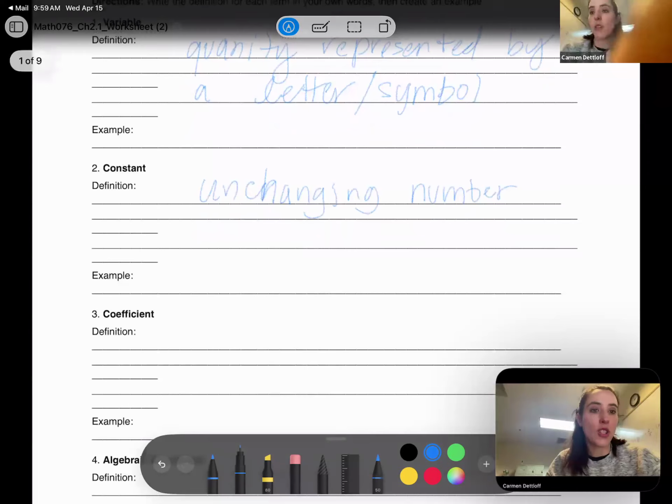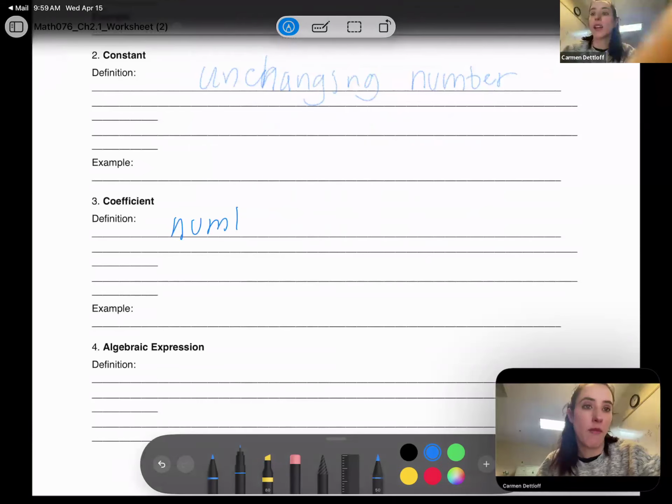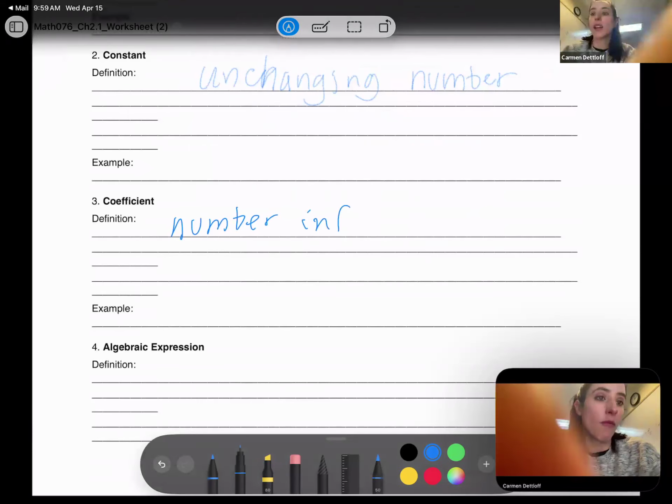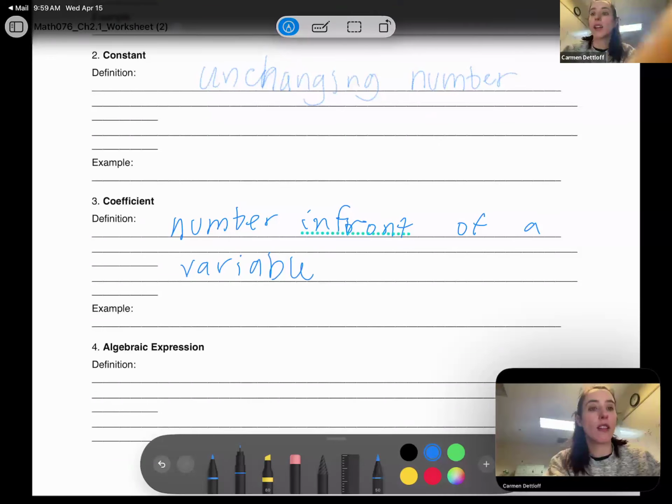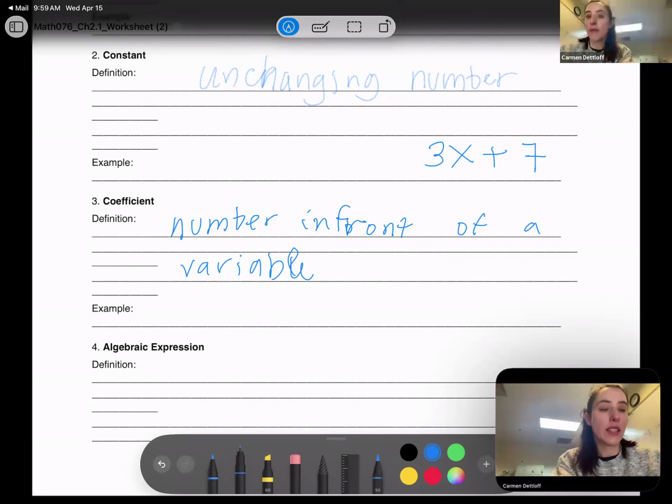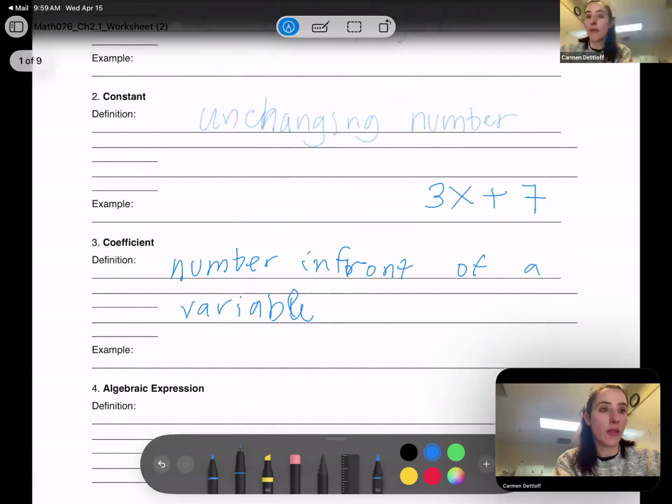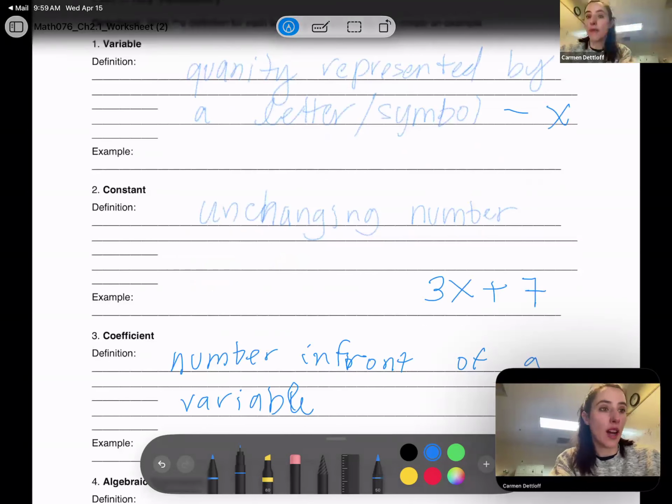Okay, let's talk about an example of this. Let's say I have 3x plus 7. What is our variable? What is our coefficient? And what is our constant? In this example, 3x plus 7, our variable is x. Our constant is this plus 7 at the end, and the coefficient is the 3 that's in front.